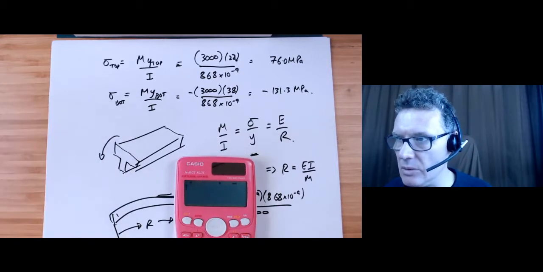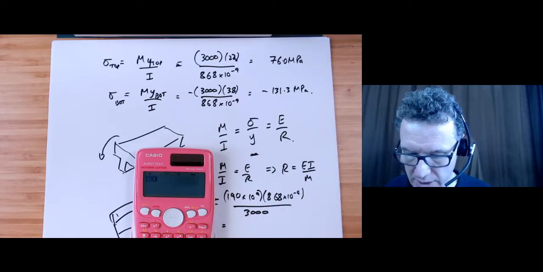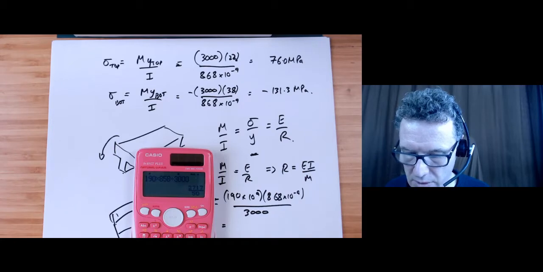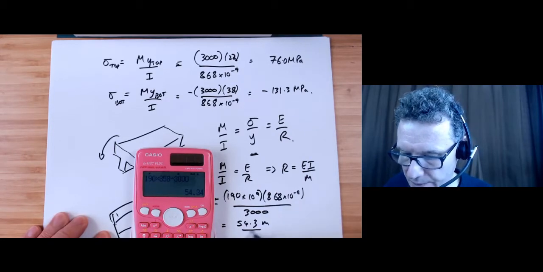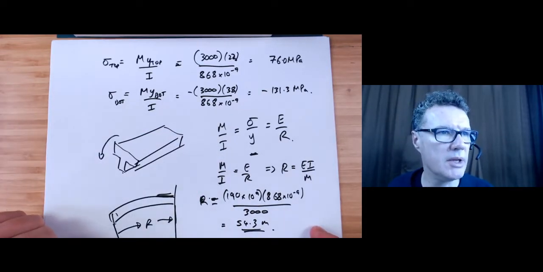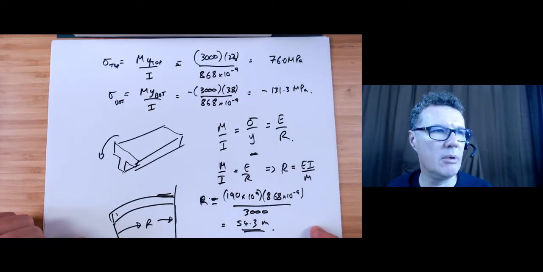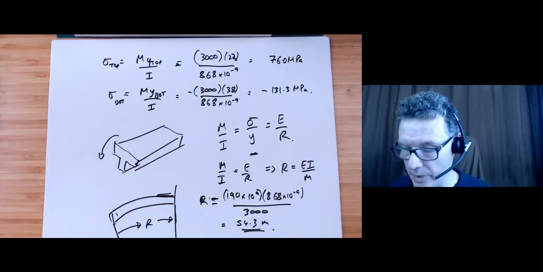Right, so 190, that and that are going to cancel. So 190 times 868 divided by 3000. Got that right. So that's 54.3 meters. So a big distance, as we're expecting. Are we told the length? Not really, but we can sort of guess it's not going to be more than a meter or so.